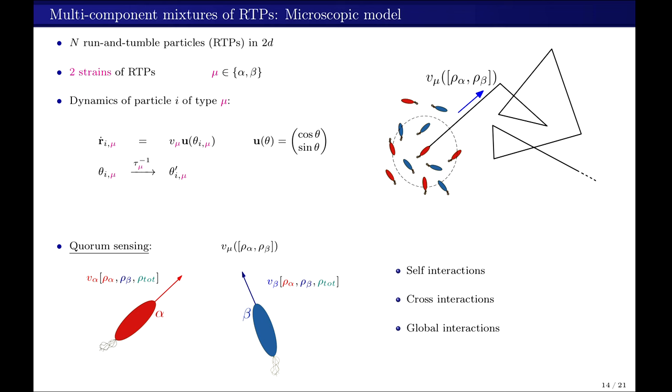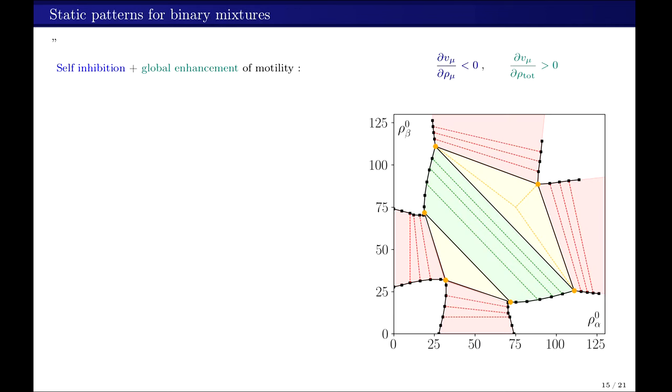Okay, so what we start by doing is to simulate this model, these dynamics, and see what happens. We start by considering self-inhibition coupled to global enhancement of motility. What you see here on the right is the phase diagram that we obtain from this system, and the axes correspond to the homogeneous densities at which we initialize our simulations for the two species. There are quite different colors. I'll go into that in a moment.